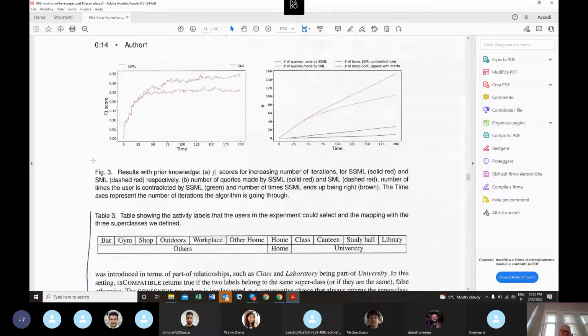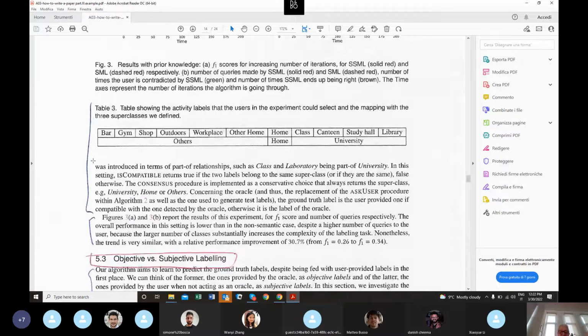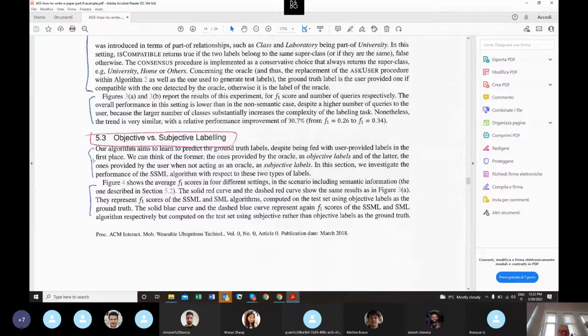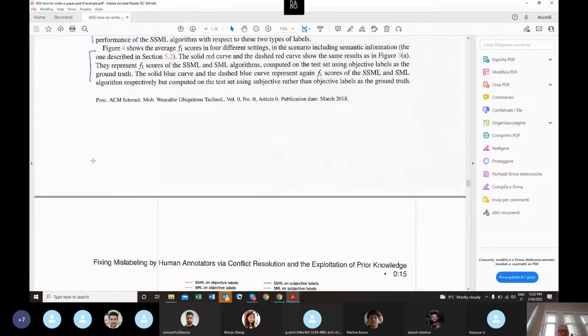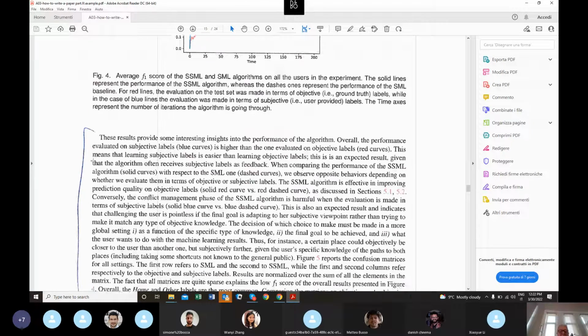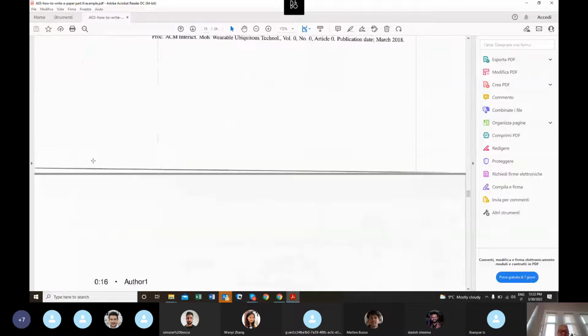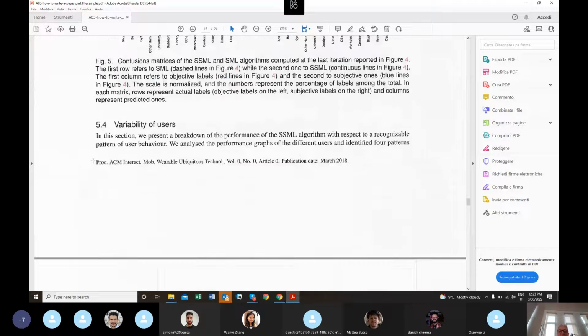5.2, the same. We describe the experiment, we give some results, and then we make observations. Objective, subjective problem. Like the first paragraph, our aim is to learn to predict the ground truth labels. Then it shows the picture, figure number 4, and then we just have to do the observations. Of course, these observations are kind of long, but that's okay. Then the section is finished.